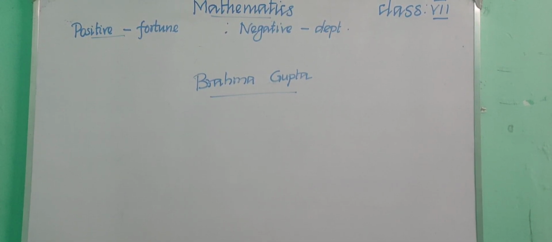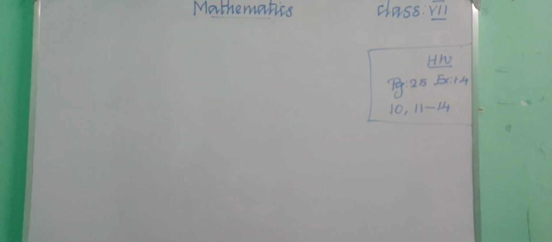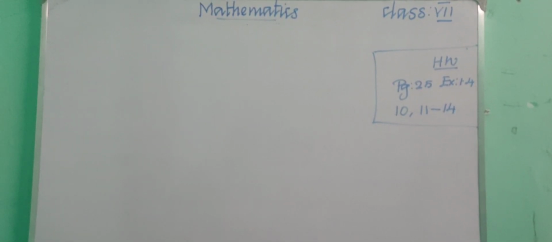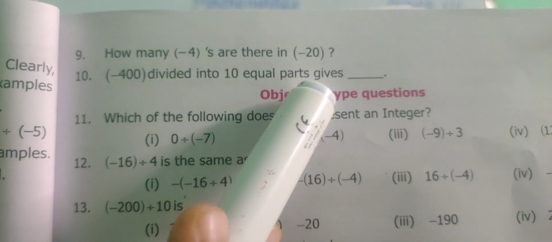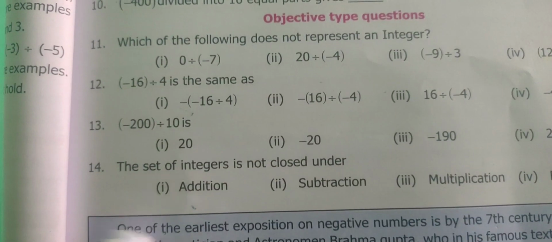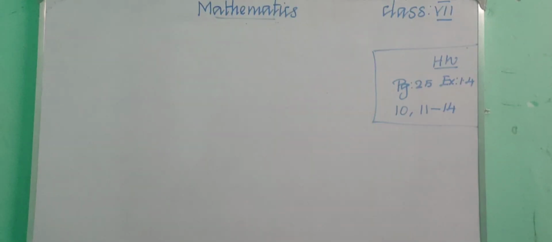Okay children, that's all about today's class. Let me give you today's homework. Note it down: it is from page number 25, exercise 1.4, 10th sum. We have already seen it: minus 400 divided into 10 equal parts. Do this sum and also all the objective type questions. Do your homework properly.